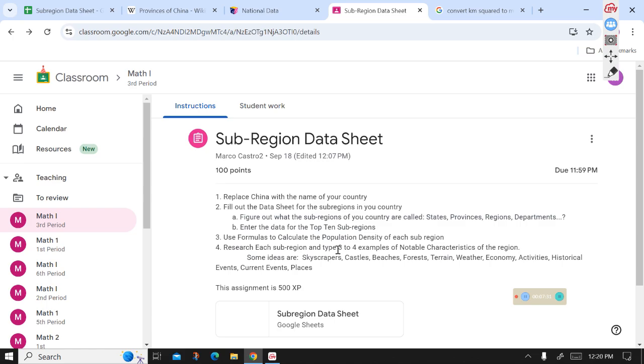into each one. Okay, so again, you guys have had like 3 days to do this, and it should be enough time, all right? So finish that part up, okay? The next part we're going to talk about is using formulas to calculate the population density.